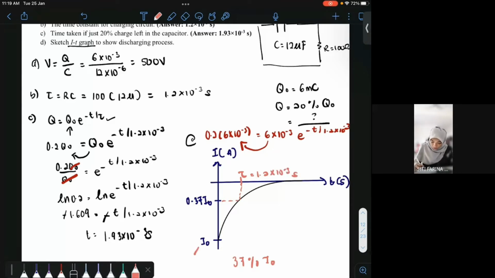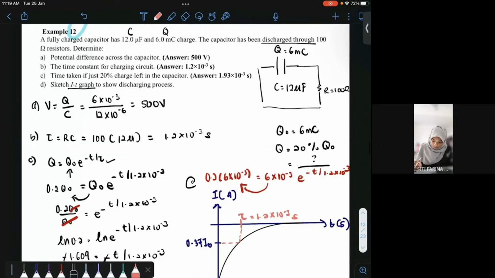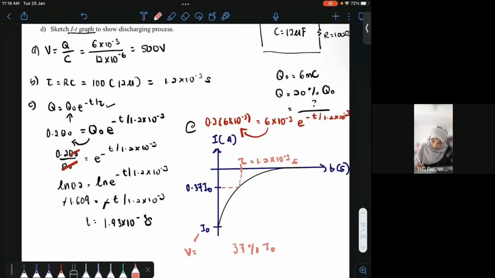I ni pun sebenarnya boleh cari nilai. V is equals to IR. Nilai V ada, nilai R ada. Boleh cari the value of the current. Current akan jadi 500 bahagi dengan 100. Boleh dapatkan nilai juga. Boleh masukkan dekat sini. Begitu juga. Boleh masukkan dekat sini. You can find the value. I emphasize untuk masukkan nilai dia lah. Alright. Any question so far?